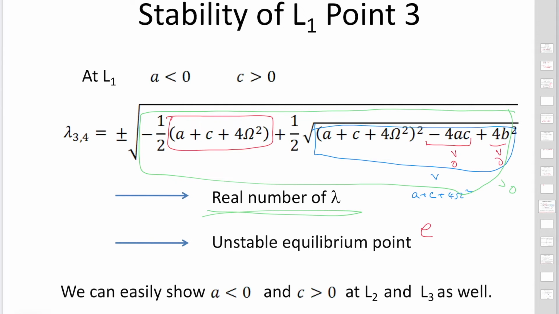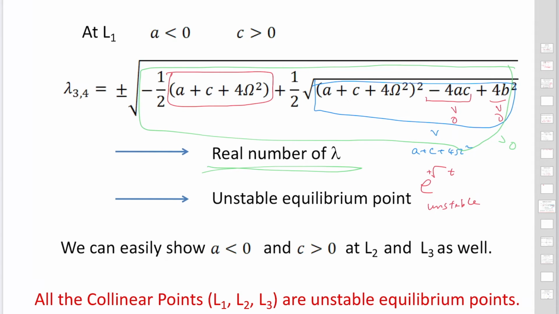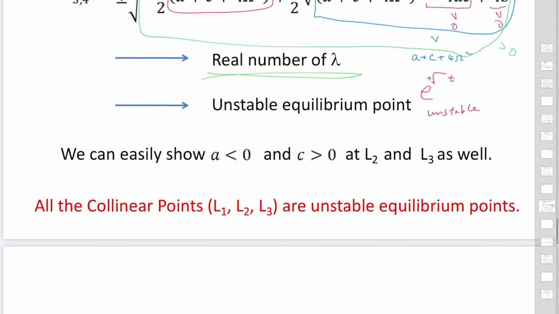Exponential positive. This is the positive square root t. This is an unstable mode. L sub 1 is an unstable equilibrium point. Also, we could easily show that at L sub 2 and L sub 3, A is negative, C is positive. So because of this, L sub 1, L sub 2, L sub 3 are unstable equilibrium points.